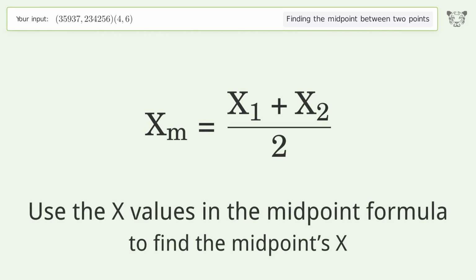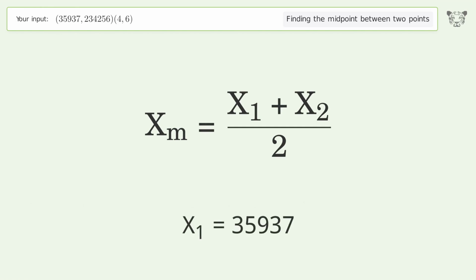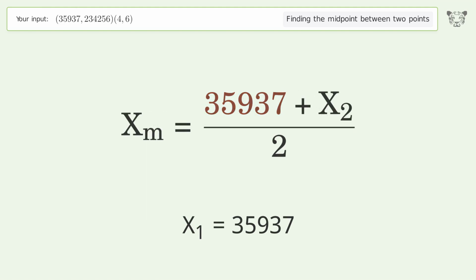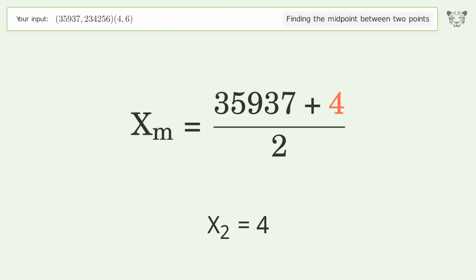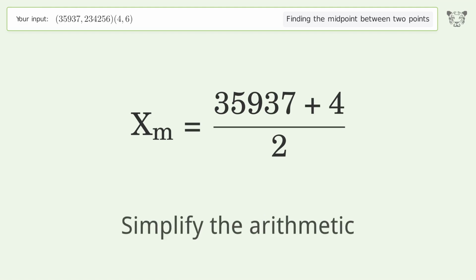Use the x values in the midpoint formula to find the midpoint's x. x1 equals 35937. x2 equals 4. Simplify the arithmetic.